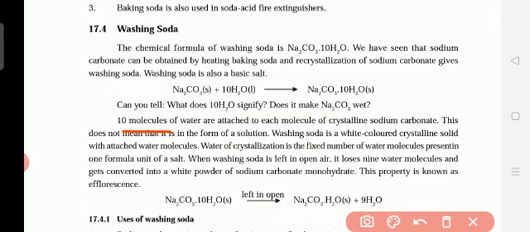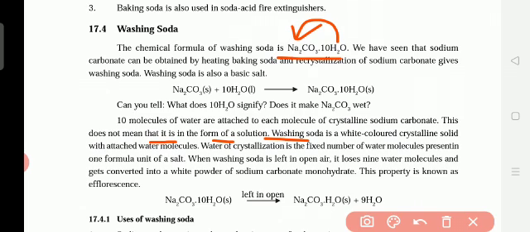10 molecules of water, that means 10 H2Os are there. So 10 molecules of water are attached to each molecule of crystalline sodium carbonate. This does not mean that it is in the form of a solution. Since water is there with the compound, that does not mean washing soda is a solution. No. So 10H2O is attached to the sodium carbonate.